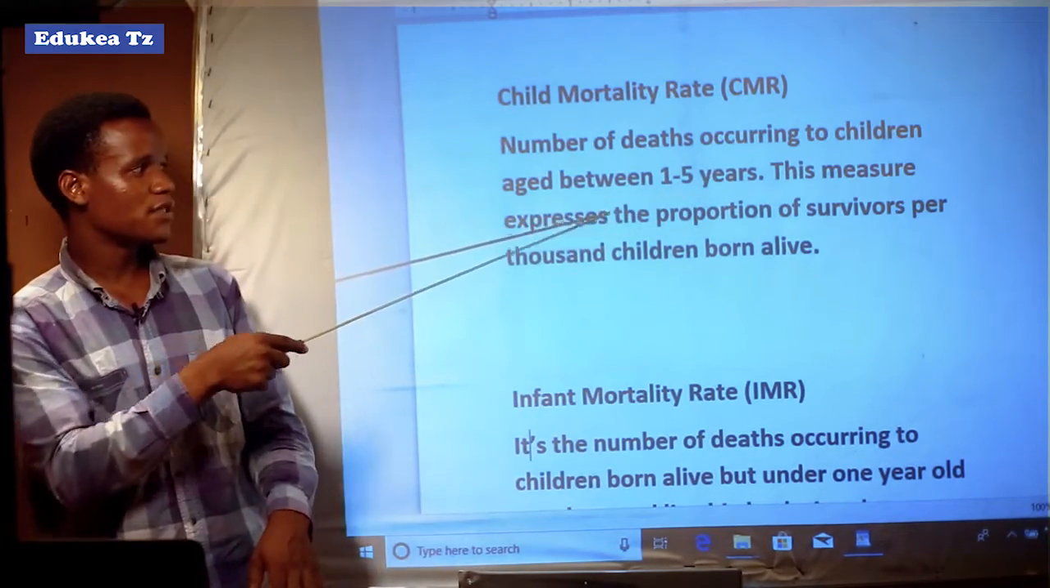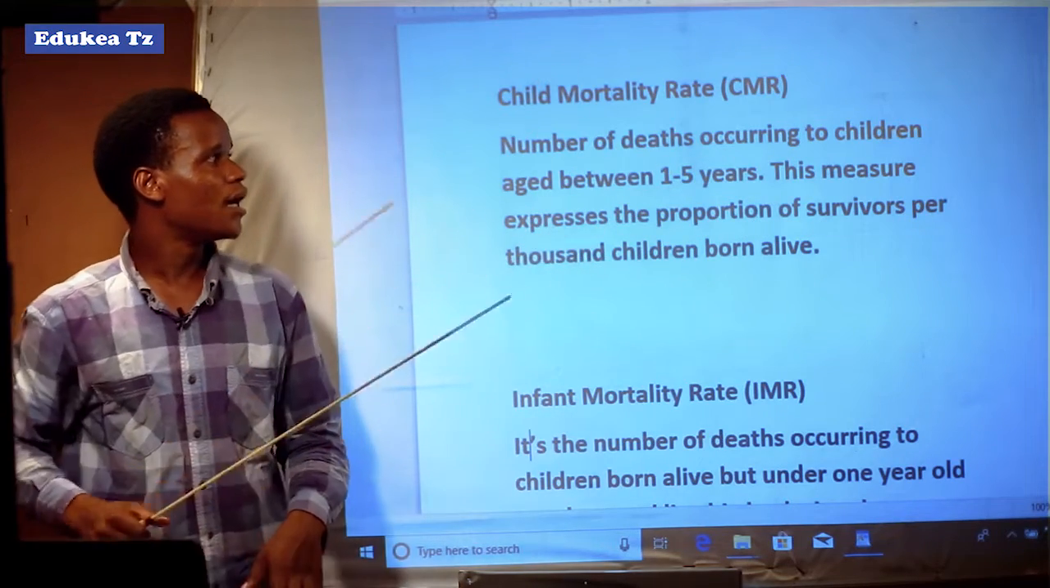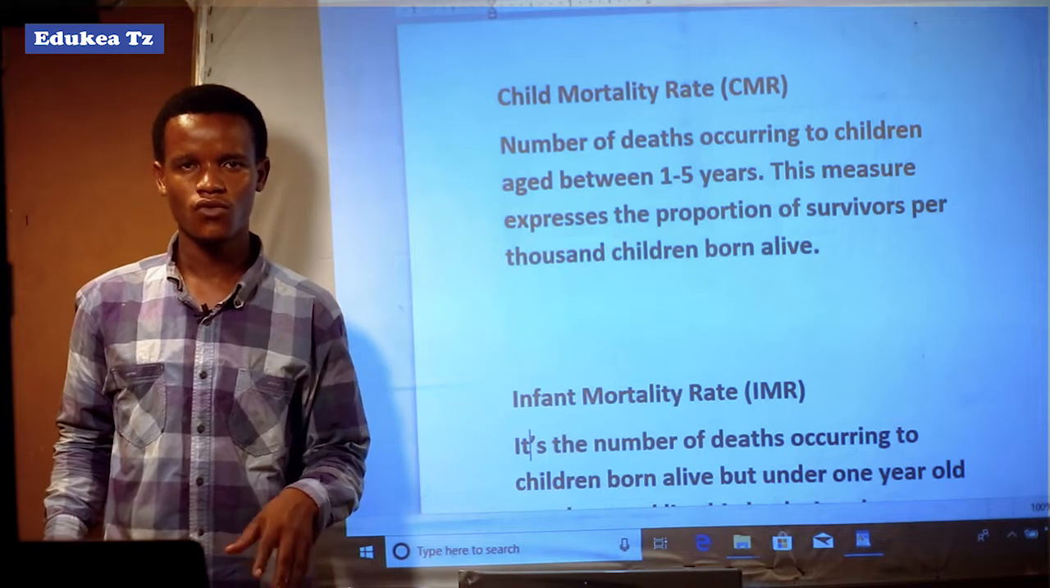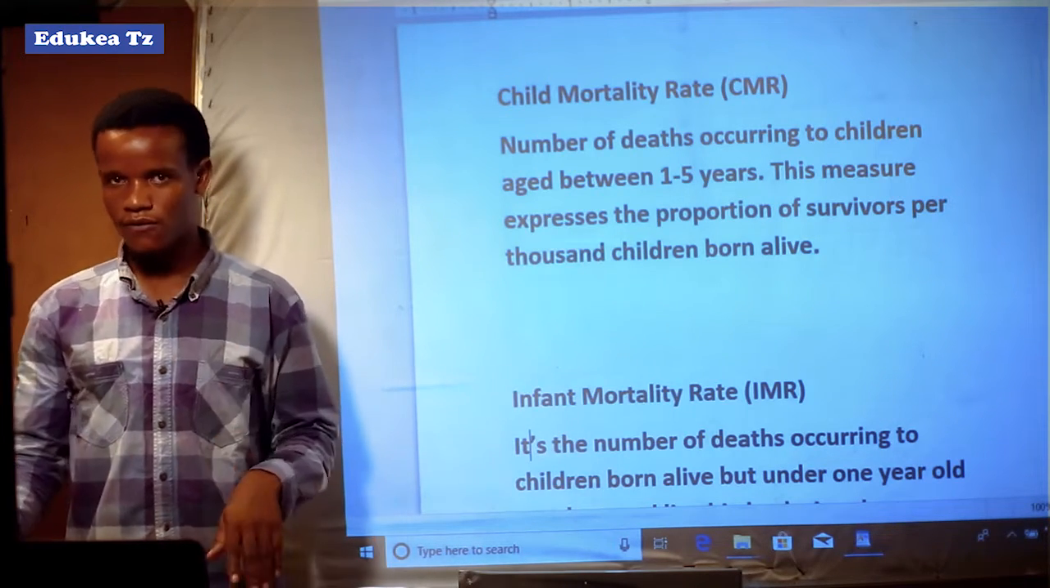This measure expresses the proportion of survivors per thousand children born alive. So in child mortality rate, we look at the deaths that occur between the ages of 1 up to 5.